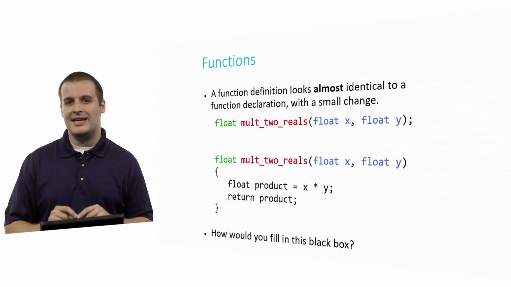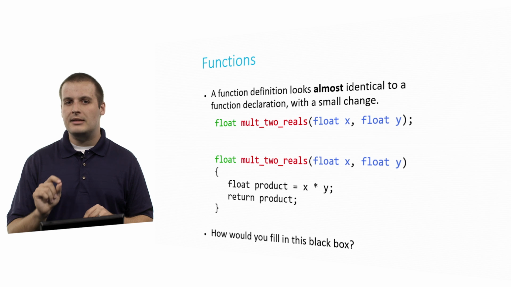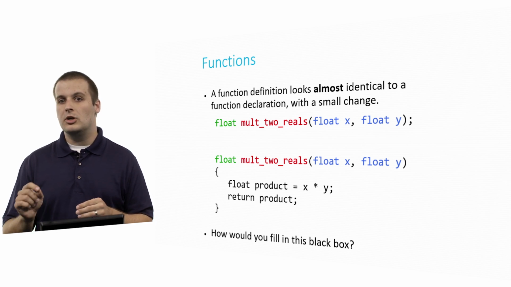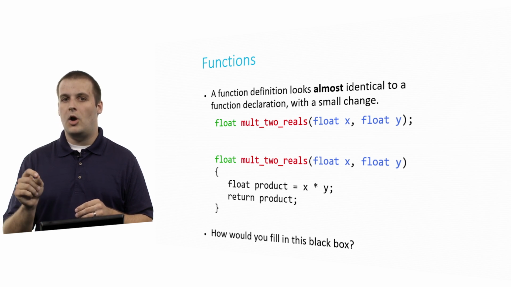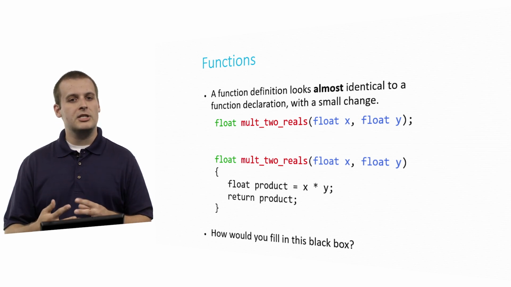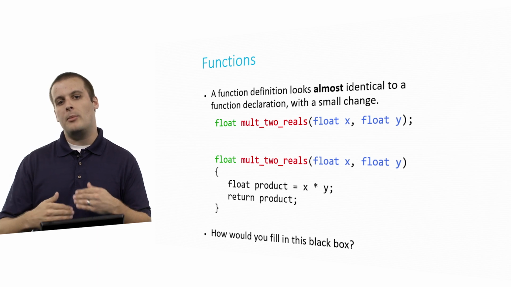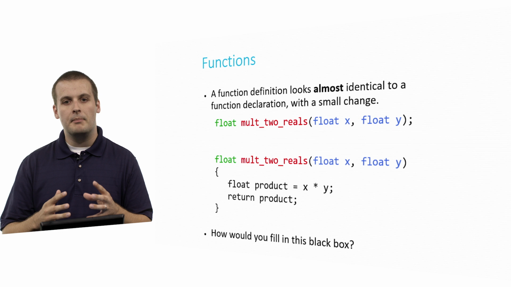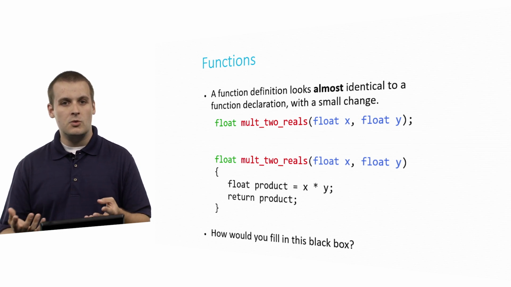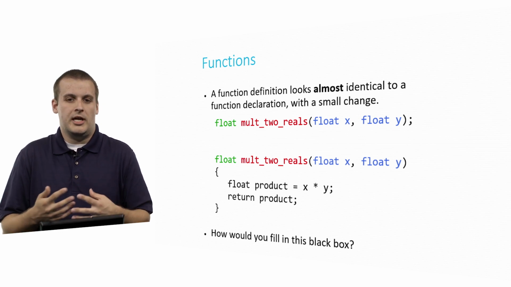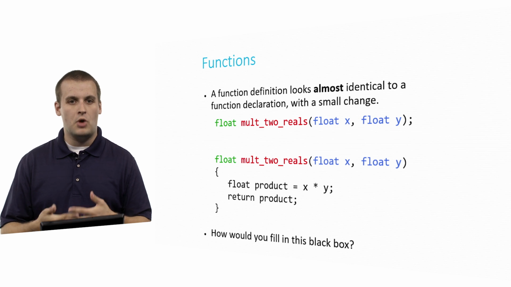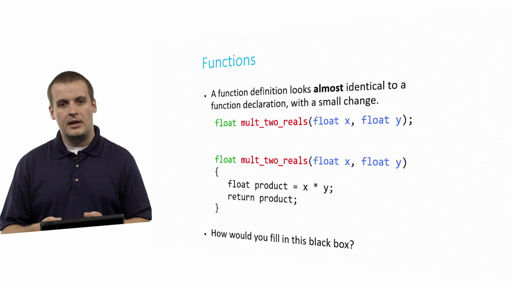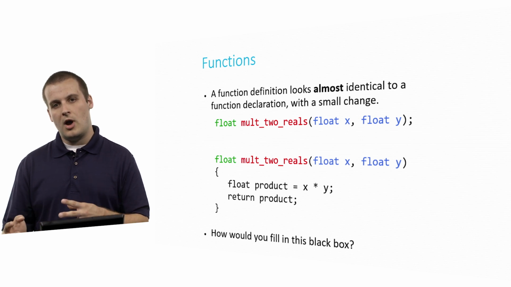The beginning of the function definition looks almost exactly the same: type, name, comma-separated argument list, no semicolon, open curly brace. The open curly brace, just as we've been doing with main, means that we are now beginning to define what happens inside the black box that we have decided to call mult2reals. Here's one way to implement it. We could declare a new variable of type float called product and assign that variable the value x times y, and then return product.